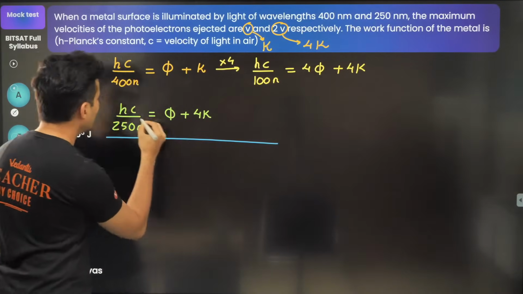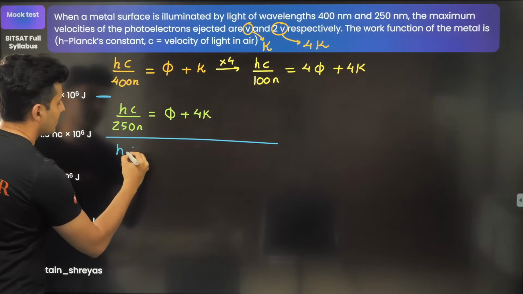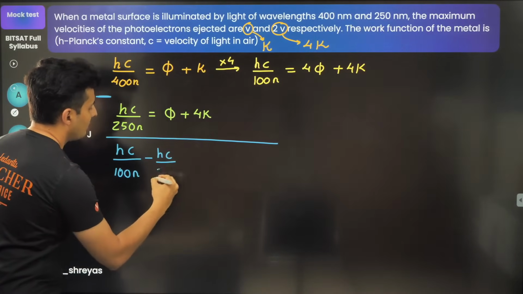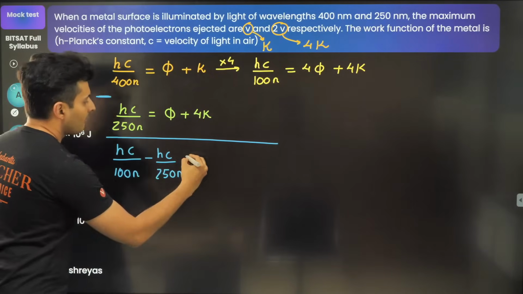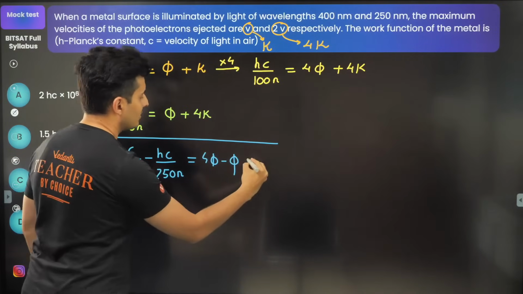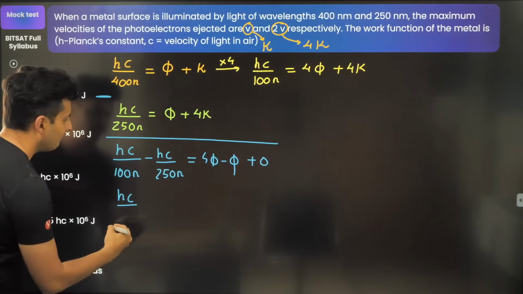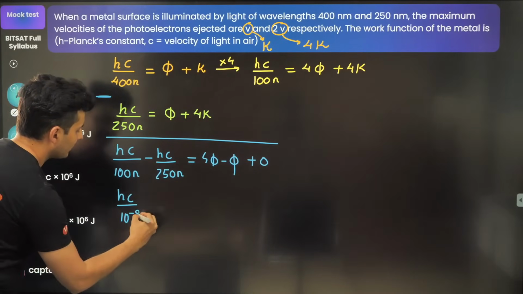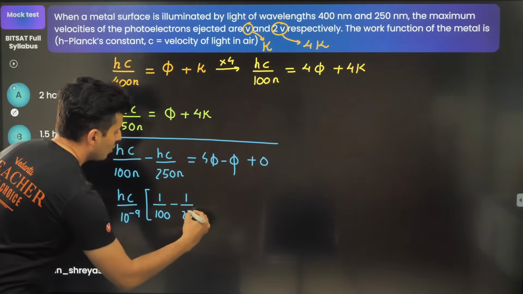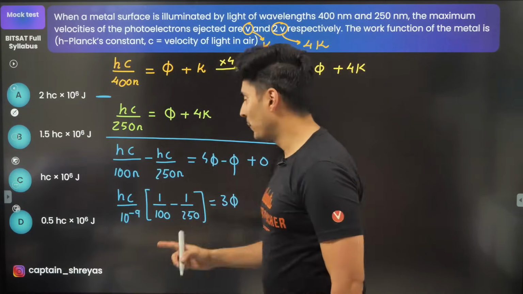So subtracting the two, so I'm putting a minus sign over here. So hc, let's see what do we get. hc divided by 100 nano minus hc divided by 250 nano will be 4 phi minus phi. 4k will cancel, so I'll just get a 0 over there. Now hc and nano is common, so hc divided by nano, which is 10 to the power minus 9, and this would be nothing but 1 by 100 minus 1 by 250 is equal to 3 times of phi. That's what I will get over here.